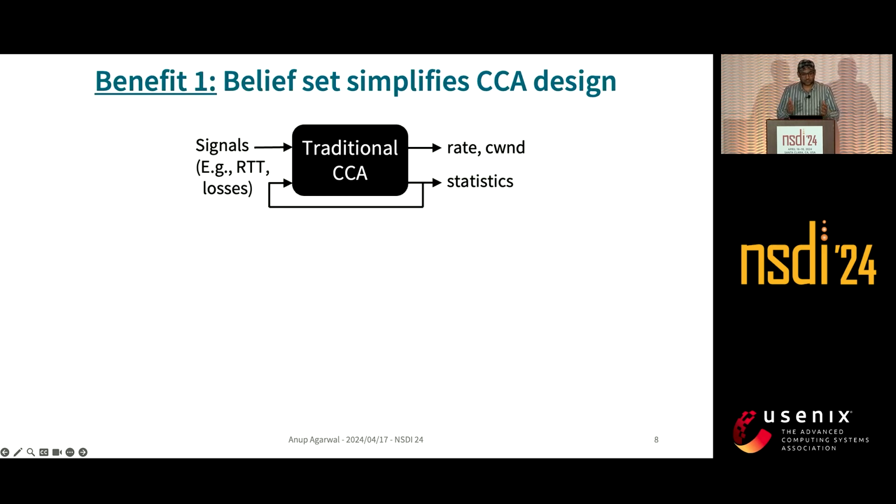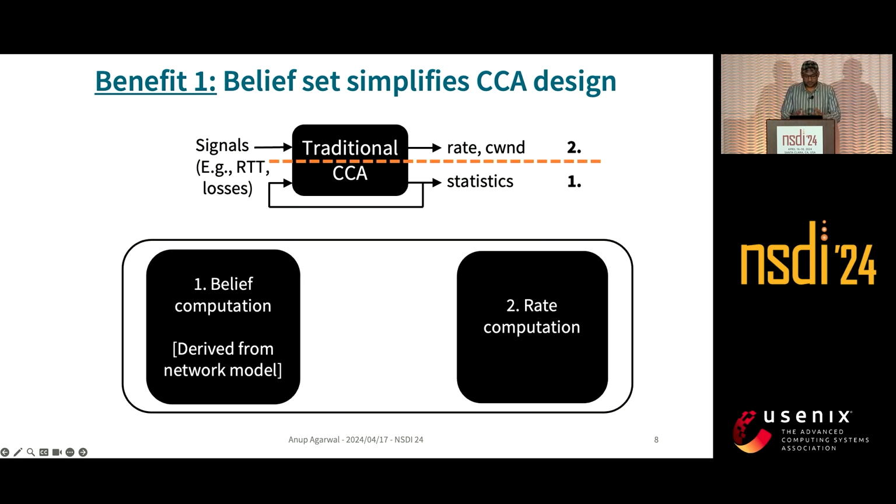The belief set provides us two key benefits. First, it simplifies the design of congestion control algorithms. Traditionally, CCAs will conflate statistics and rate computations. And so CCA designers often have to do this mental juggling of how changing their statistic will affect the rate computation and vice versa. With beliefs, we decouple these two into two independent parts.